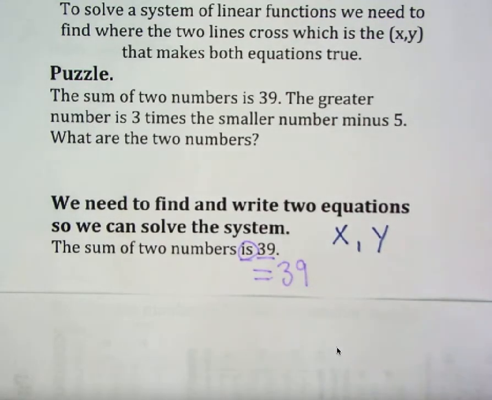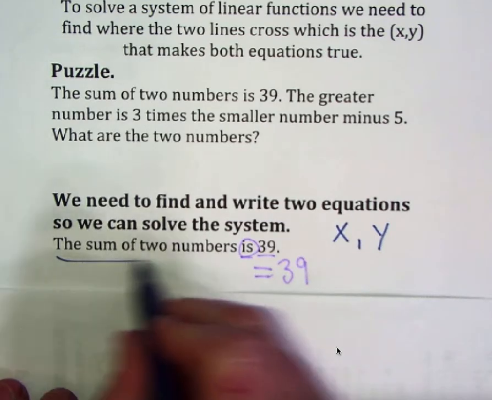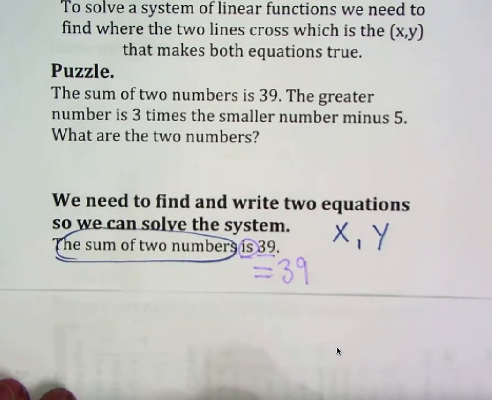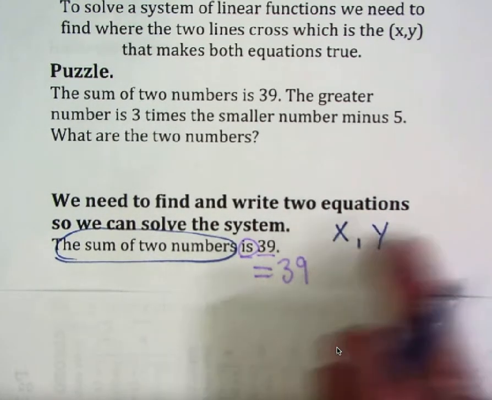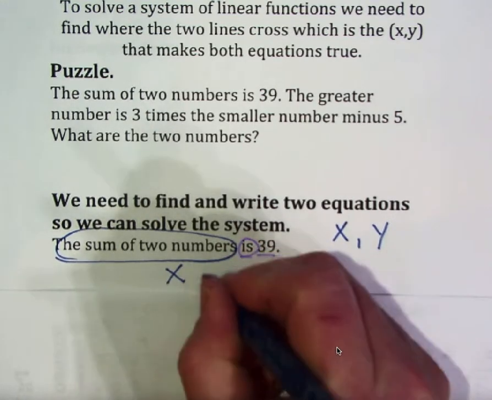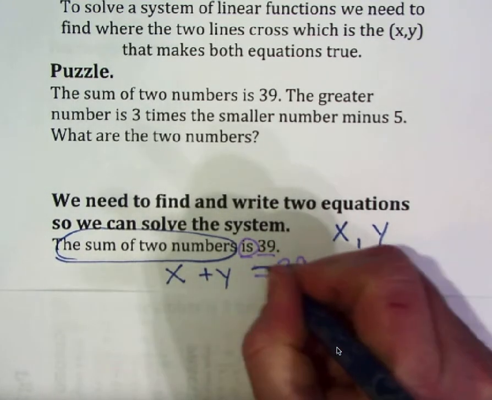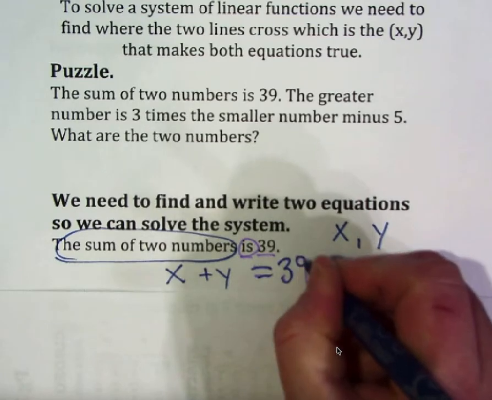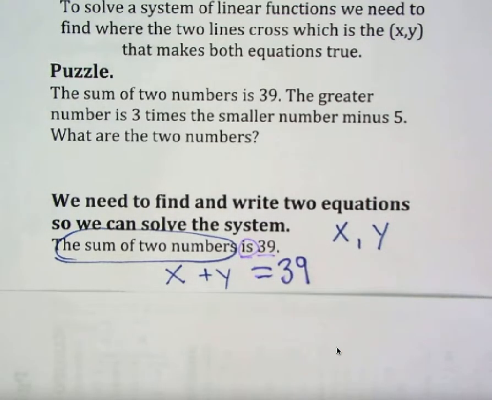Now we have to take this next part. The sum of two numbers is 39. Well, we don't know them, so we can say x plus y equals 39. All right. Boom. We've got our equation. We've got equals, we've got x and y, so we have a linear equation here.